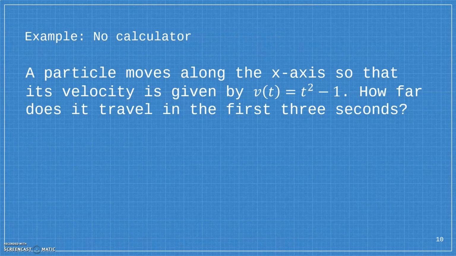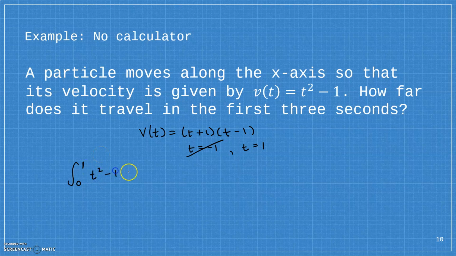Particle moves along the x-axis so that its velocity is given by the velocity function v of t equals t squared minus 1. How far does it travel in the first 3 seconds? So the first thing I want to do is factor that velocity function. It's a difference of 2 squares, so that'd be t plus 1 times t minus 1. And so it looks like I have a 0 at t equals negative 1 and t equals 1, but I'm not going to use t equals negative 1 because we're talking about the first 3 seconds, so we're going to start at 0.